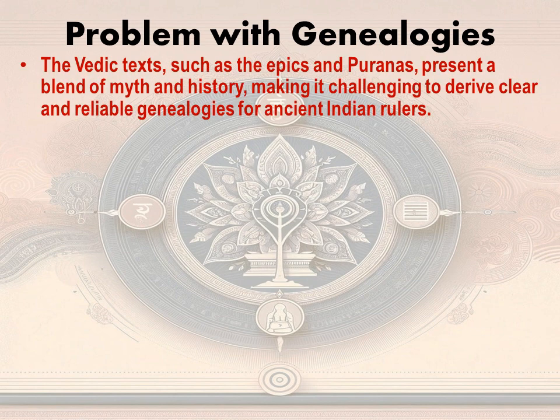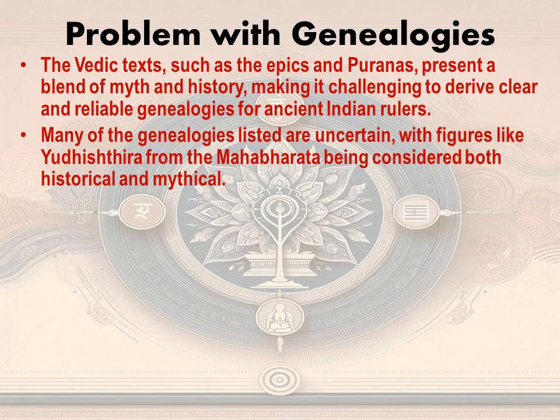The Vedic texts such as the epics and Puranas present a blend of myth and history, making it challenging to derive clear and reliable genealogies for ancient Indian rulers. So all the Vedic texts are a blend of myth and history. It is not entirely true, neither is it entirely false. There is historicity in it, and so it is very challenging to derive reliable genealogies.